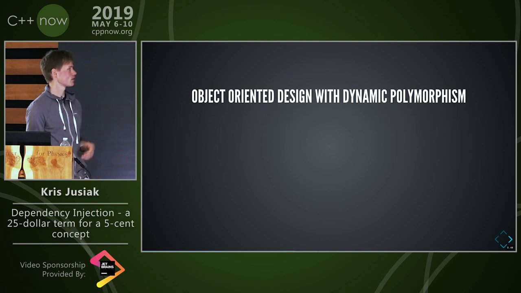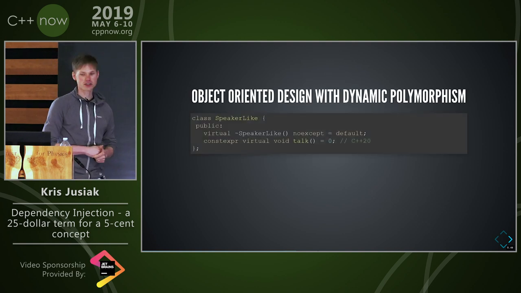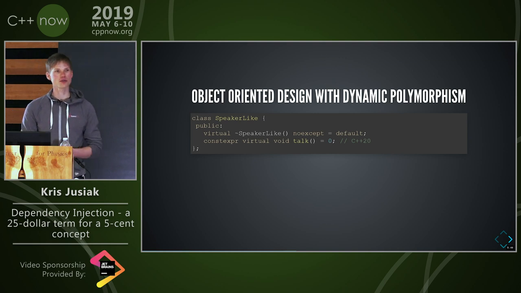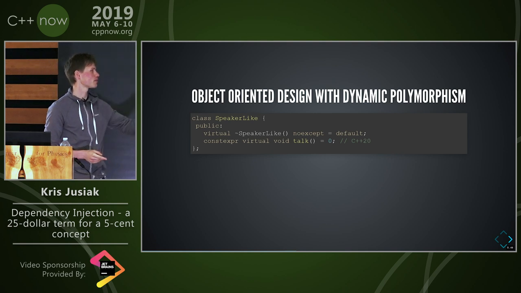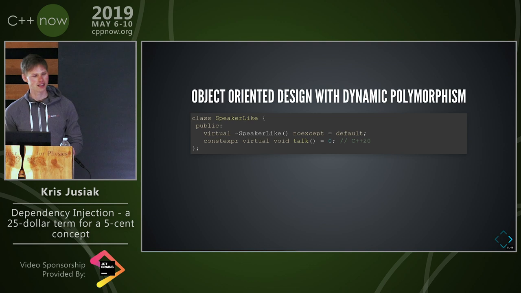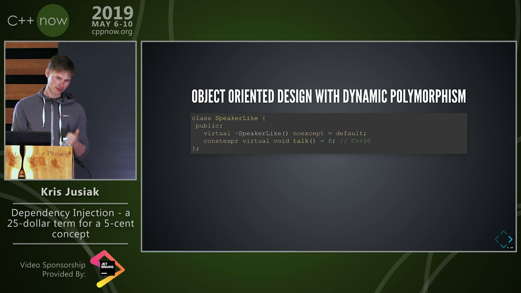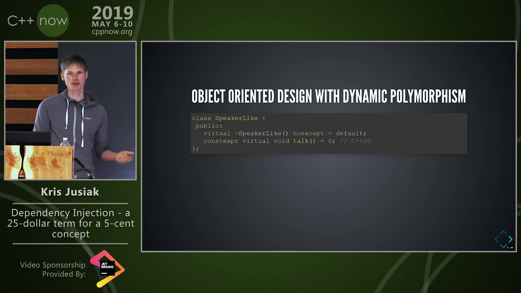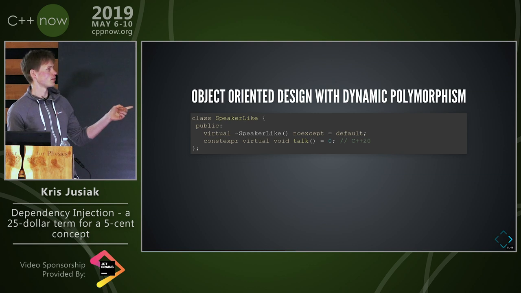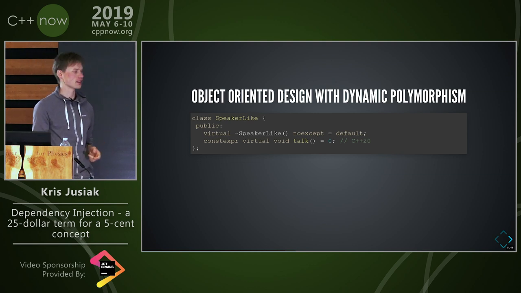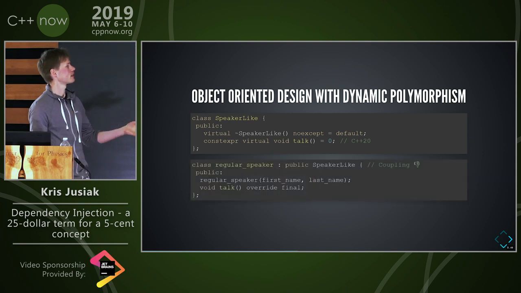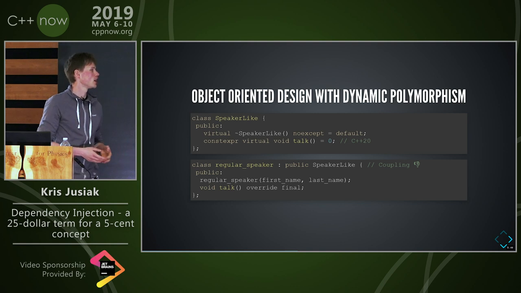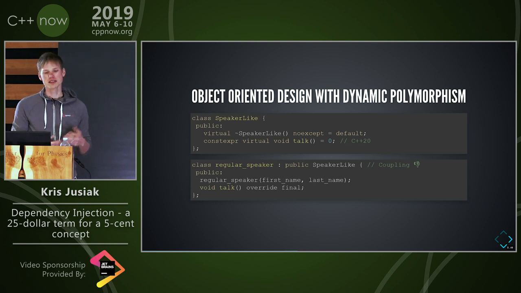The first one, the most obvious, will be object-oriented design in C++. We have this virtual abstract class, and we can put a constructor on it these days, maybe. Some compilers sometimes work, which is basically an interface, right? Everyone knows about it. It's always important to remember that we need to put this virtual destructor. But well, that's the thing. And then we can just have the regular speaker and override the talk function.